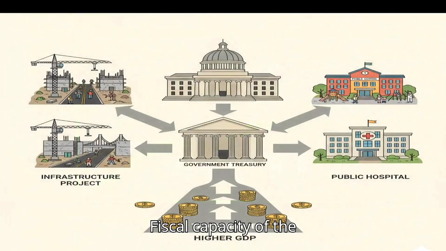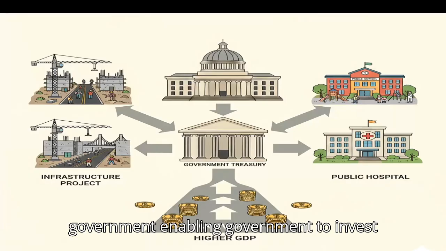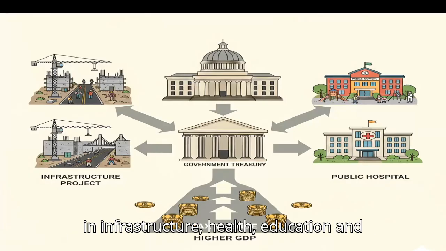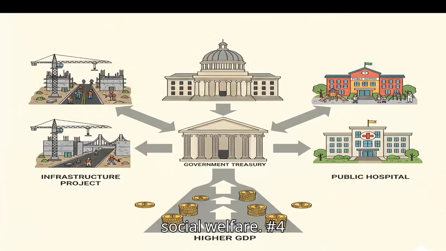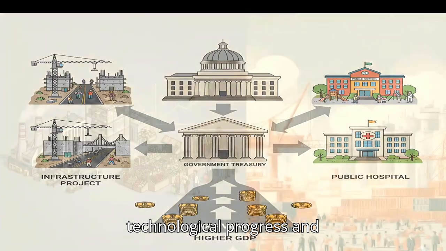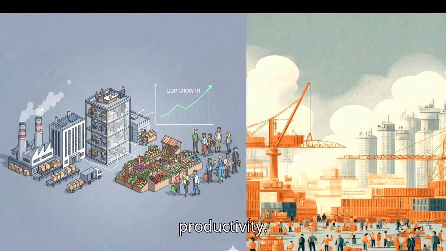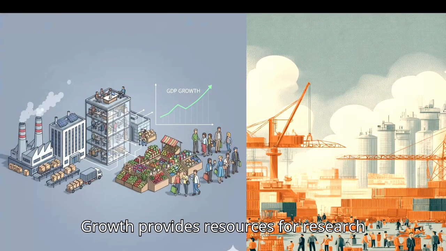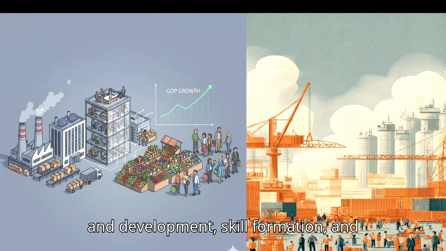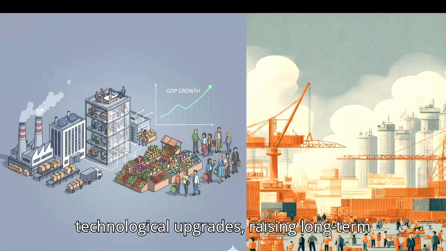Number three, fiscal capacity of the state. Higher GDP expands the tax base of the government, enabling government to invest in infrastructure, health, education, and social welfare. Number four, technological progress and productivity. Growth provides resources for research and development, skill formation, and technological upgrades, raising long-term productive capacity.